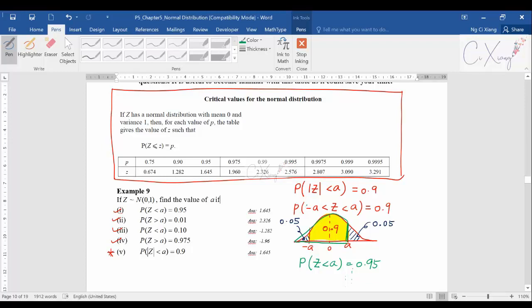Although the original question looks a bit complicated, like, wow, I got negative A and so on, no need to worry about it. After you draw out the graph correctly, you can still use the graph to write out the pattern that we learned just now. Okay?